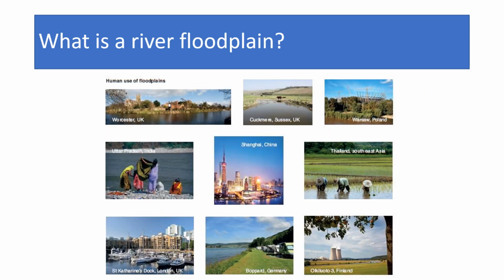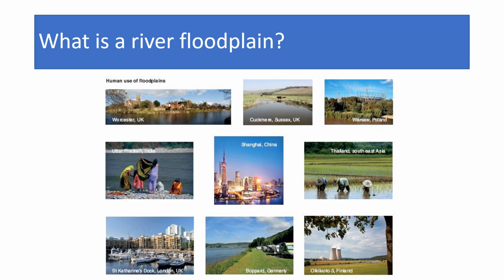So, what is a river floodplain and what are their uses? Have a look at these pictures and I'll explain in a moment. So, a river floodplain is a flat area of land either side of a river which is likely to flood or prone to flooding. They're largest and most likely to occur in the middle and the lower courses of the river.